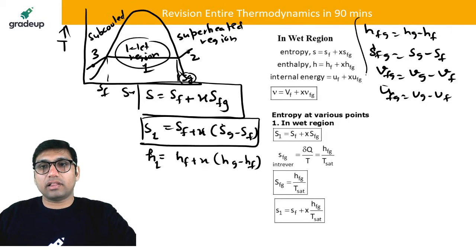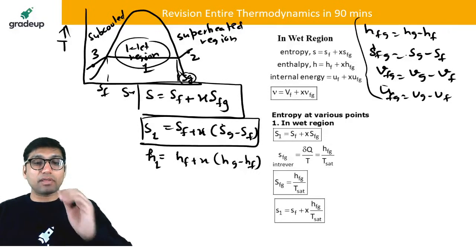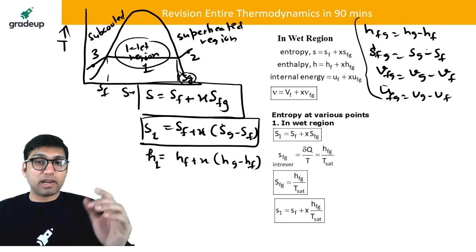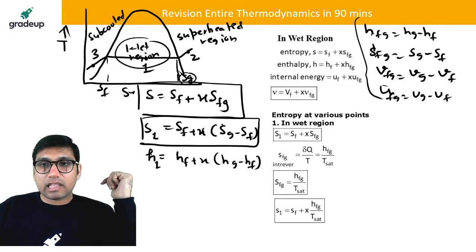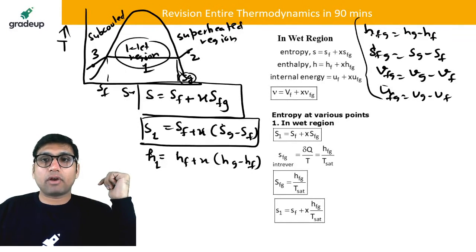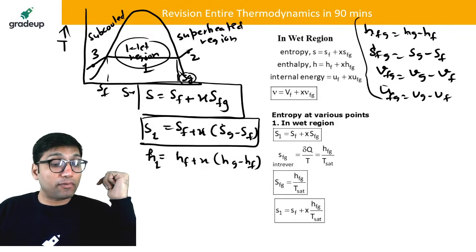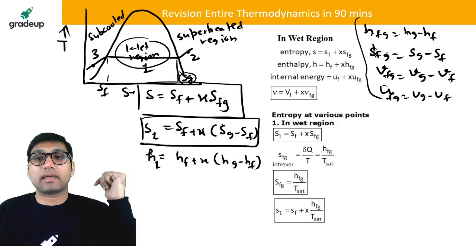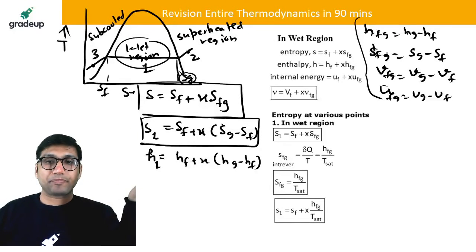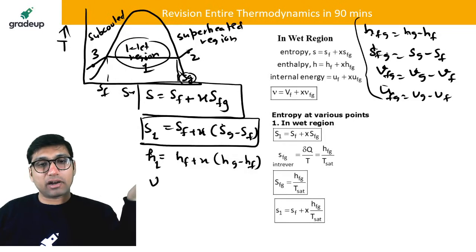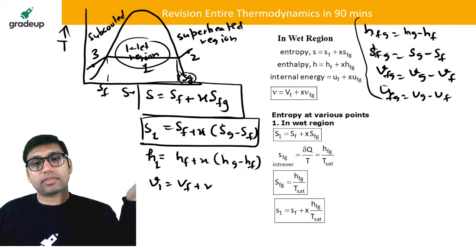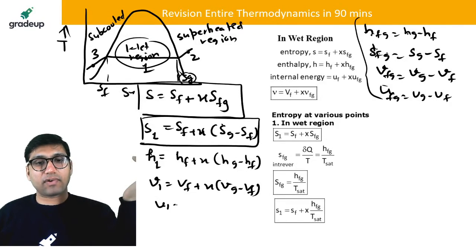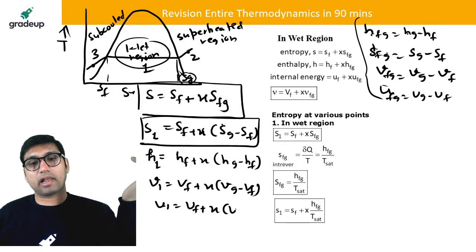Because what is this thing? These are all properties. Property can be written as a difference of the point function. Properties depend on the point, because enthalpy change from liquid into vapor will be equal to enthalpy of vapor minus enthalpy of liquid. Entropy change of liquid to vapor will be equal to entropy of vapor minus liquid. Specific volume change from liquid to vapor will be equal to specific volume of vapor minus liquid. So this is how you can find any property in the wet region. Vf plus X times (Vg - Vf). Any property can be found in the wet region by using this formula.